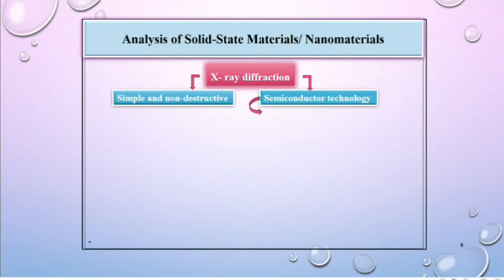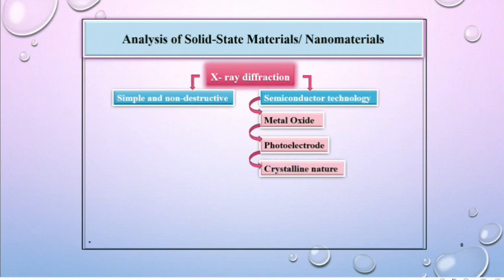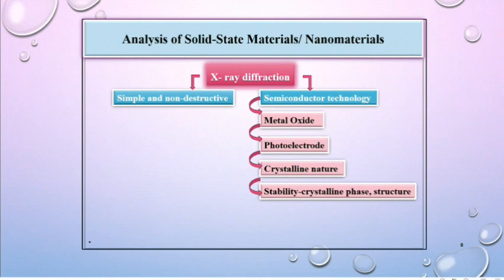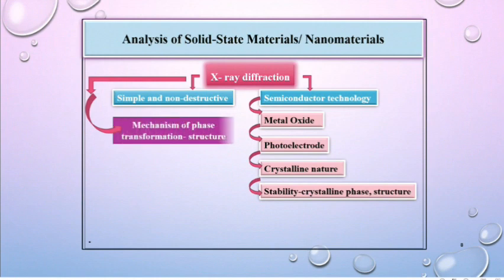In a semiconducting metal oxide photoelectrode, the crystalline nature, the stability of the desired crystalline phase and the stability of the structure itself are the key factors to be examined. Hence, the structural property of zinc oxide or titanium oxide or Fe2O3 nanoparticles can be investigated by X-ray diffraction techniques and various microstructural parameters are estimated.